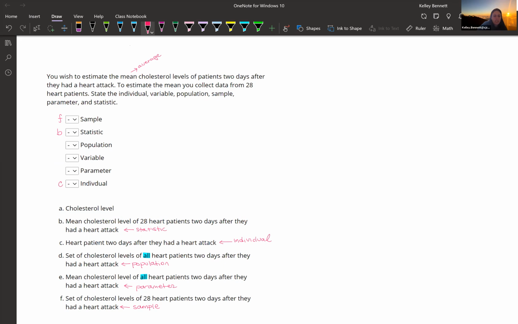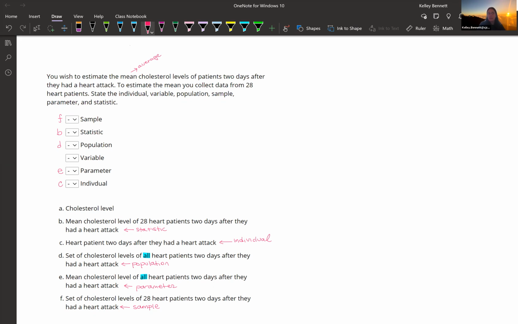So for population, it should be D. And for our parameter, it should be E. And so by process of elimination, you could deduce what is the variable. But just to be clear, the variable, remember, is the what. What are we measuring? The individual is the who, the variable is the what.